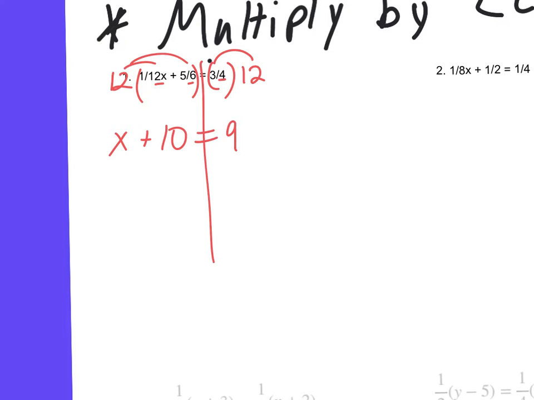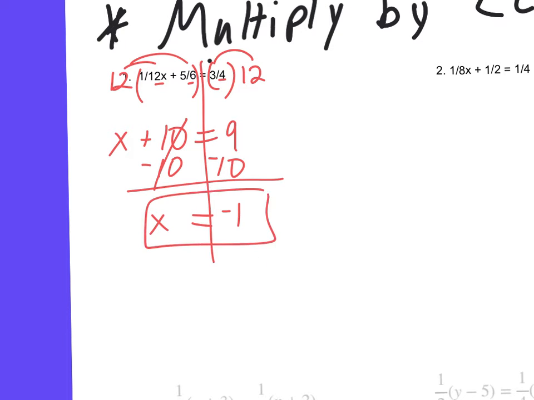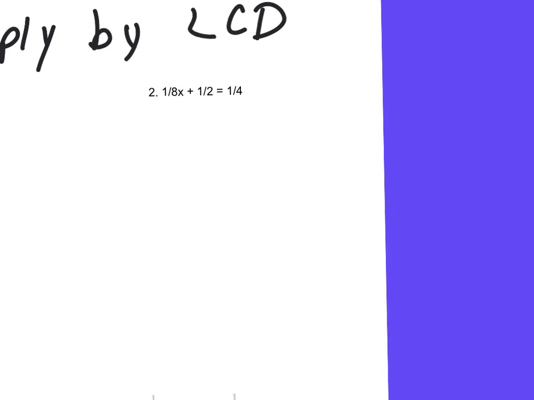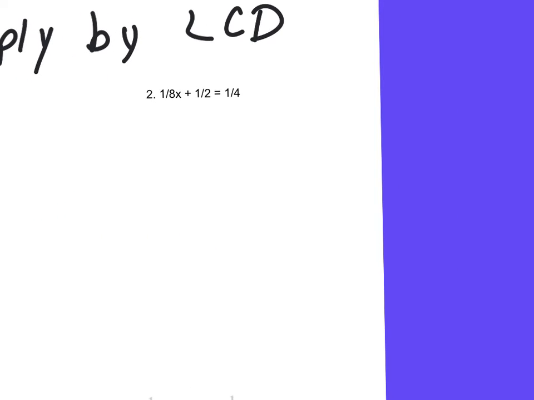Okay. You'll see that I'm down to one variable. Can I add or subtract? Yes. Subtract that 10 over. We get x equals -1. Don't have anything left to do on that one, right? That's as simple as it will go. Moving on to number 2. Try this one on your own.